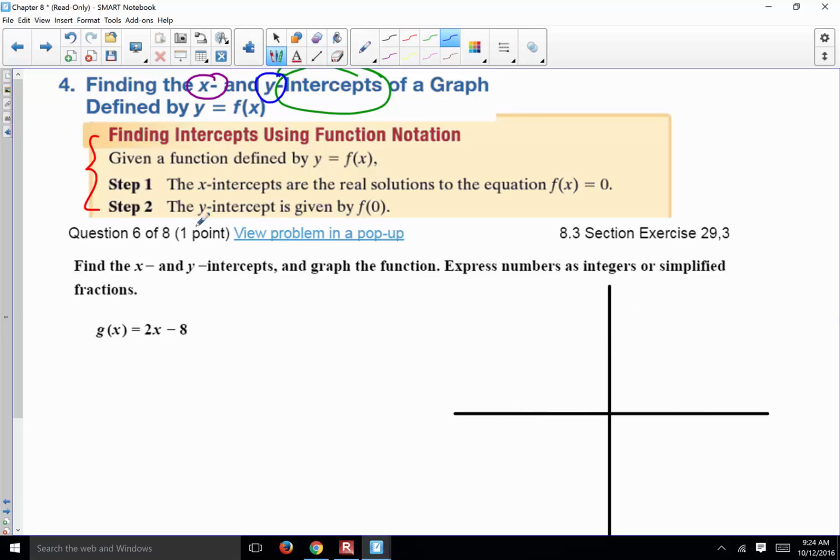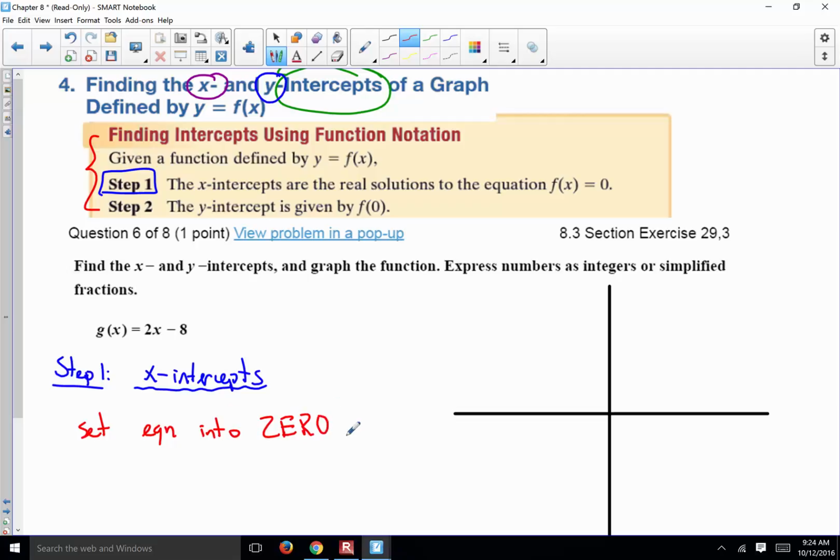How do we find x-intercepts? So step 1 is finding x-intercepts. All you need to do is set the function equation into 0 and solve for x. X-intercepts are found by solving this equation set into 0.